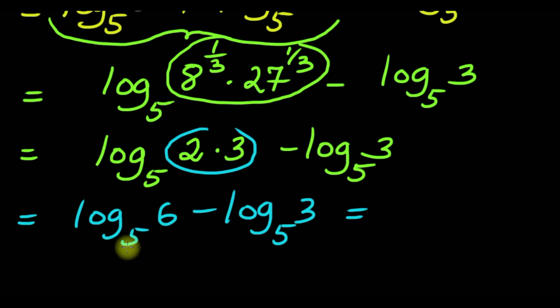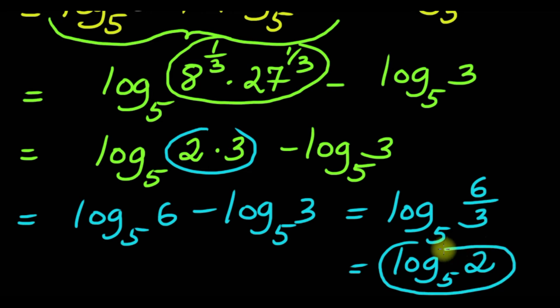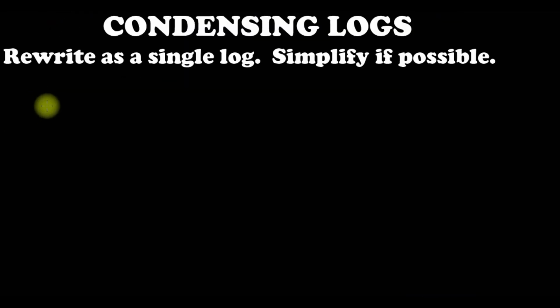And then here you have the difference of logs. The difference of logs is the same as the log of the quotient. So it'll be log base 5 of 6 over 3, and that is going to give you log base 5 of 2. So all that is the same as log base 5 of 2. Let's take a look at another one.